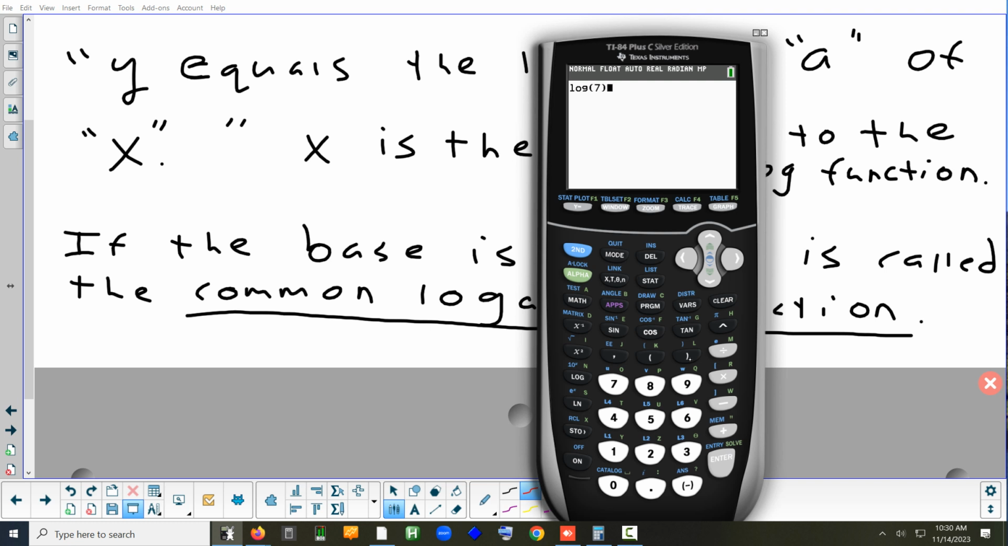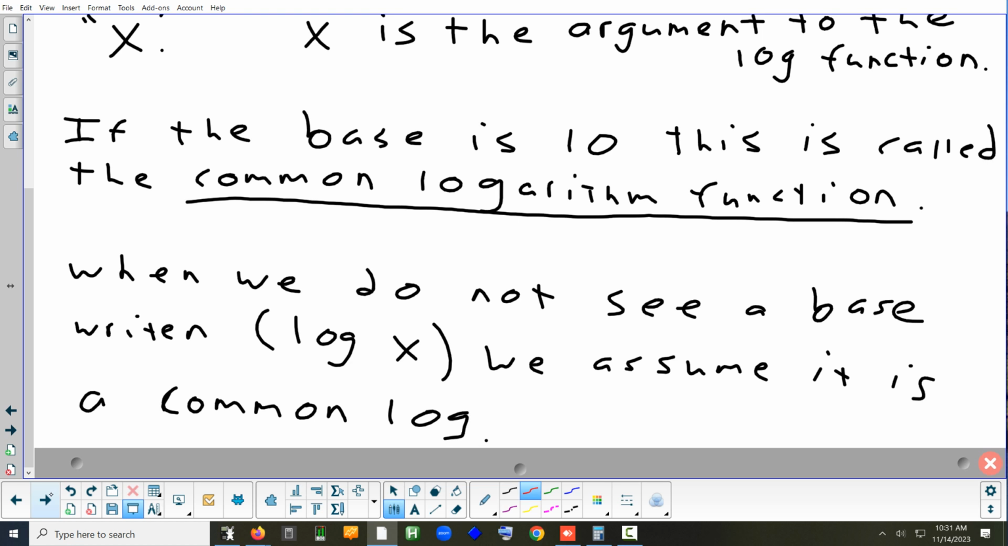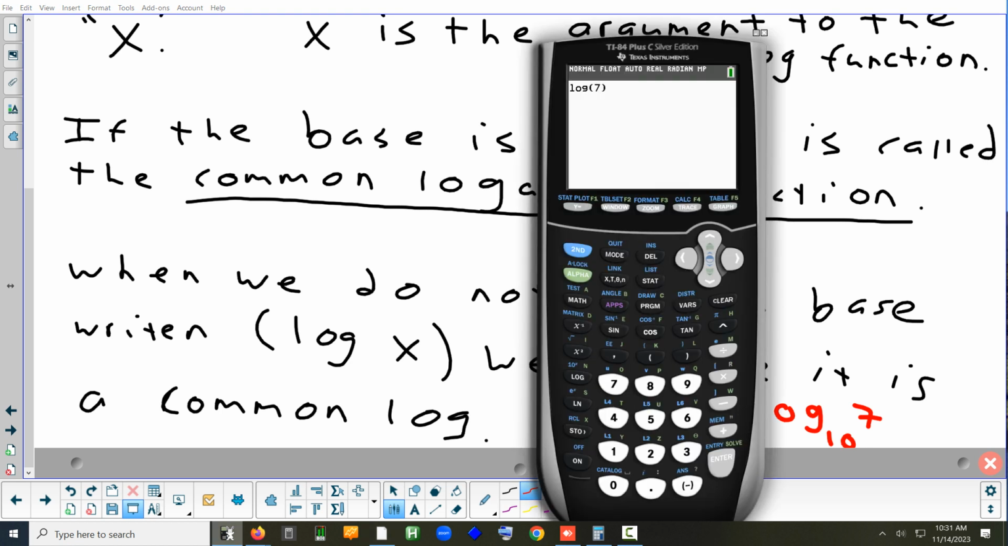That is common log. You might be like, well, wait, there's no base there. Well, that's okay. If you don't see a base written, it's always assumed to be the common log. So you could write this, and somebody would know, okay, they want the common log. Or you could write it this way. Nobody writes it the second way. If you want common log, you can just leave the base off. Again, the log button, it's on the left-hand side, right by the 7.